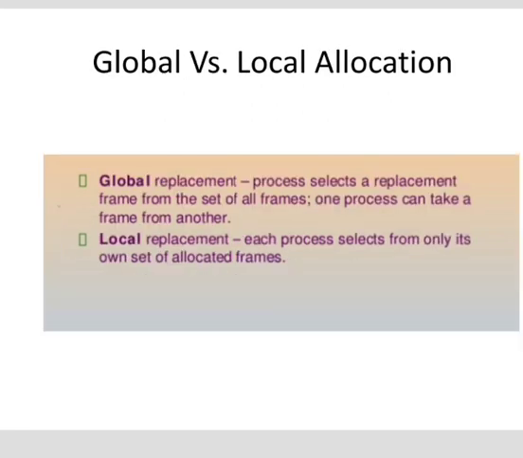Next is global versus local allocation. Global replacement means the process selects a replacement frame from the set of all frames, and one process can take a frame from another. Local replacement means each process selects from only its own set of allocated frames. A local allocation algorithm assigns a fixed number of frames to every running process. In case of a page fault, the algorithm considers only the pages allocated to the faulting process for page replacement.